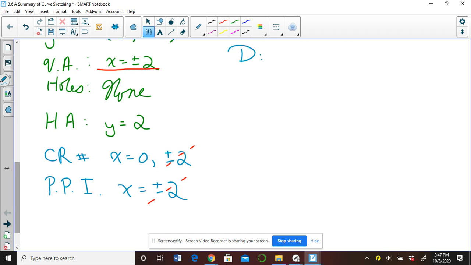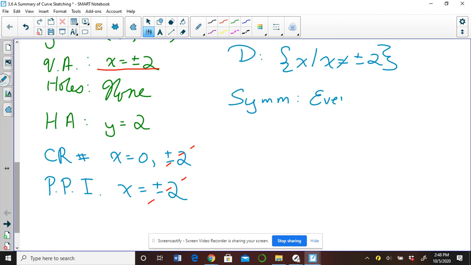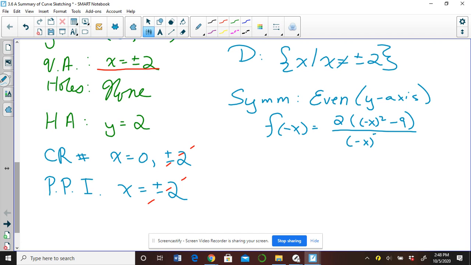So then we should discuss domain, and that's all values of x such that x does not equal plus or minus 2. Another way to say that is negative infinity to negative 2, negative 2 to 2, and 2 to infinity. Totally up to you which way you want to go. Symmetry-wise, so even or odd. This is an even function, which means it has y-axis symmetry. And we know that because if you plug in negative x, you get 2 times negative x squared minus 9 all over negative x squared minus 4. This is all from pre-calc, and that should be 2 times x squared minus 9, going back to the original function. Therefore, it's even because it's the original function. So it's even, therefore has y-axis symmetry.